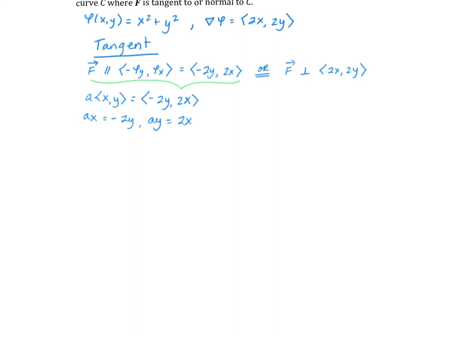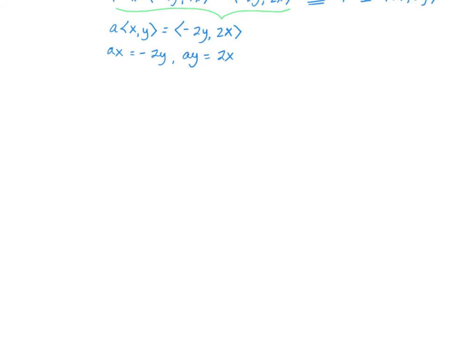There's a bunch of different ways you could solve. You could use substitution. What I'm going to do is take both equations and solve for the variable A. So first equation, I'm going to divide by x. Second equation, I'm going to divide by y. But I can only do that if x and y are not equal to 0. I'll get A equal to negative 2y over x, A equal to 2x over y. And here, remember, I'm assuming that x is not equal to 0 and y is not equal to 0.